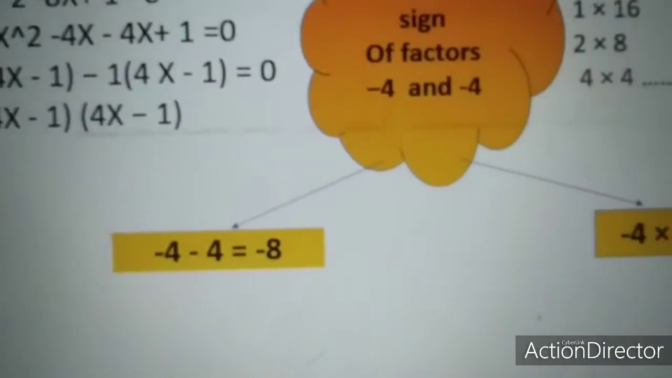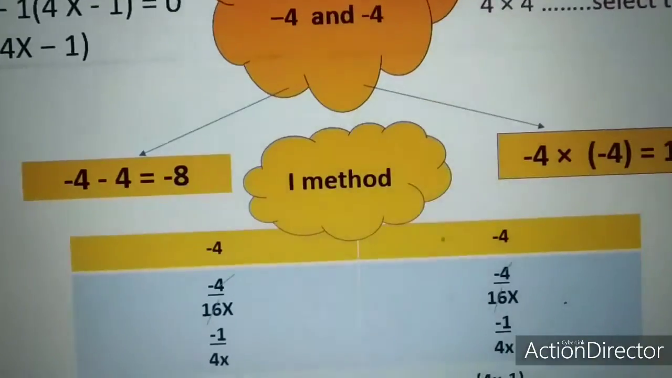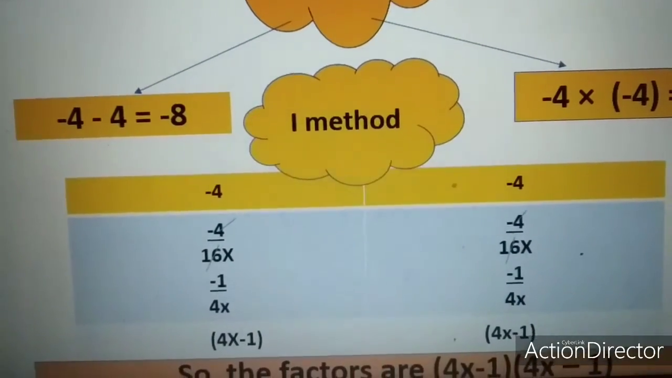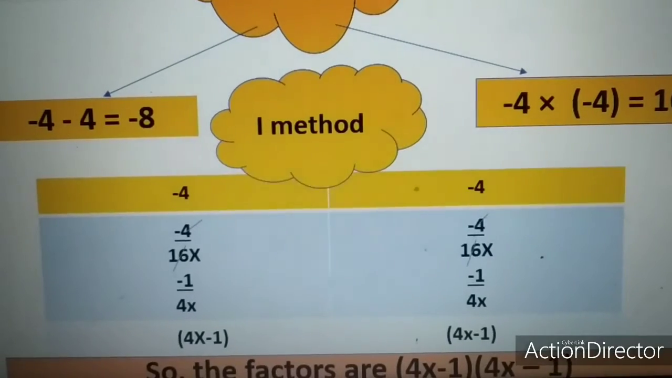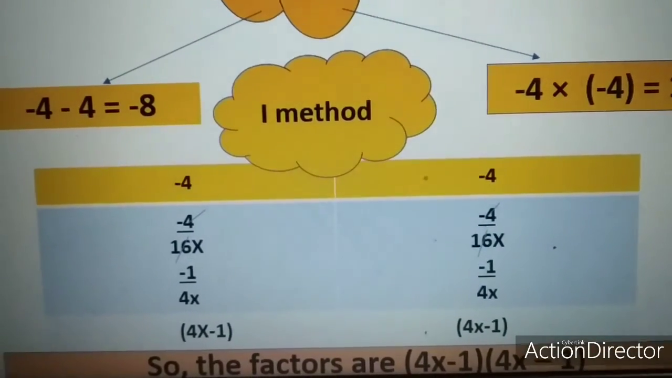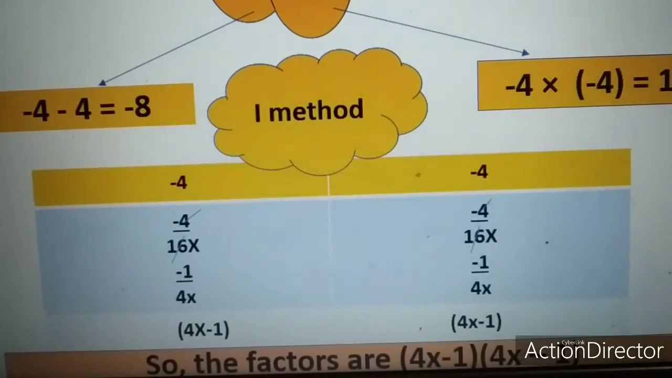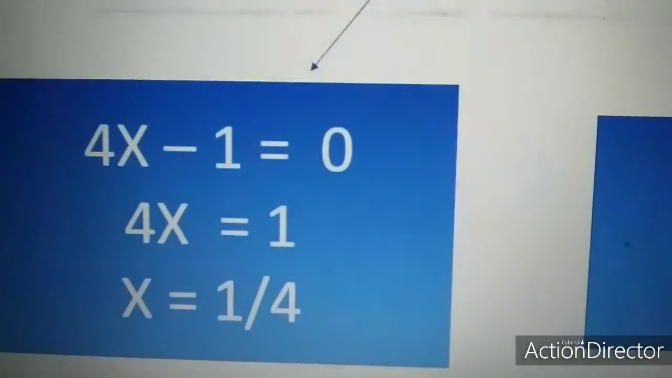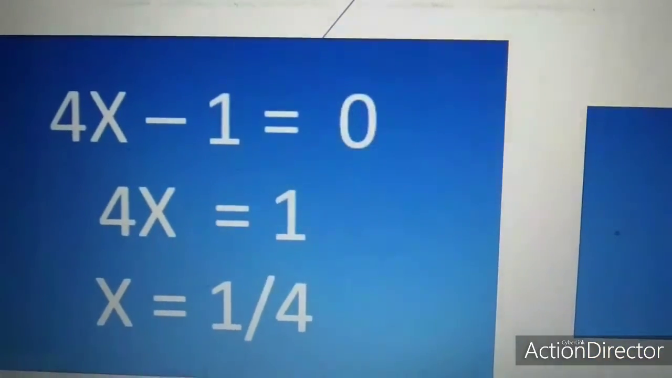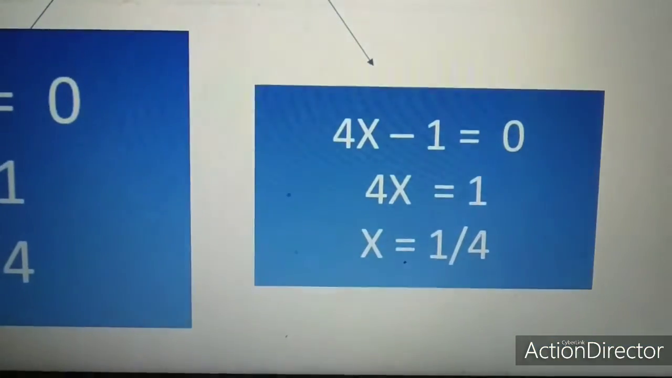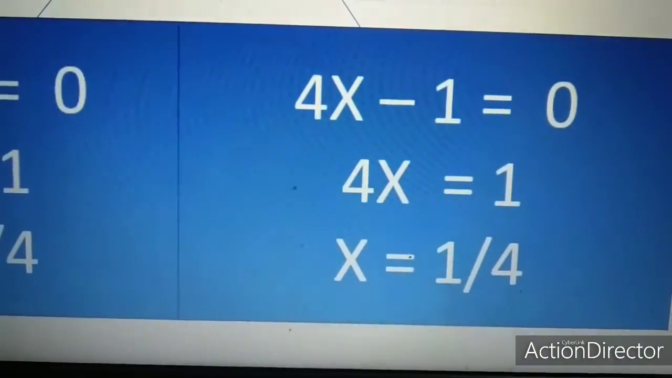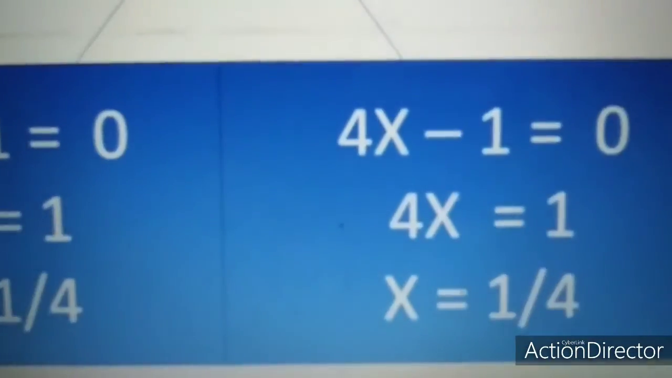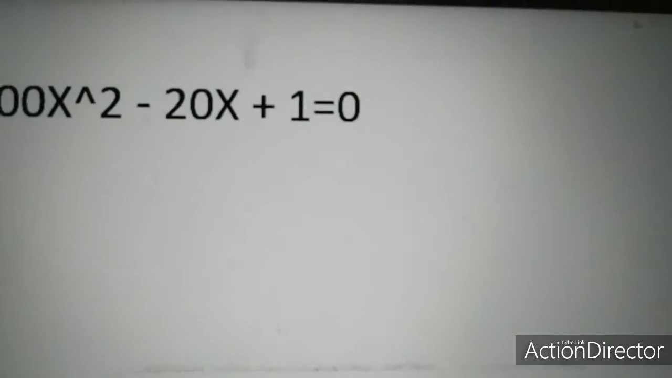Let us verify by the I method. So write the factors minus 4 and minus 4 divided by 16x. It is getting cut, so it is written as minus 1 upon 4x and here also minus 1 upon 4x. So the factors are 4x minus 1 into 4x minus 1. Now let me write the solution. 4x minus 1 is equal to 0, so 4x is equal to 1 or x is equal to 1 upon 4. Second solution, again 4x minus 1 is equal to 0 or 4x is equal to 1 or x is equal to 1 upon 4.